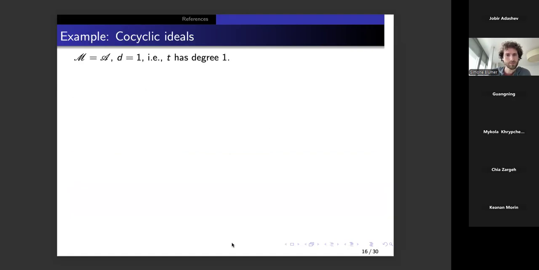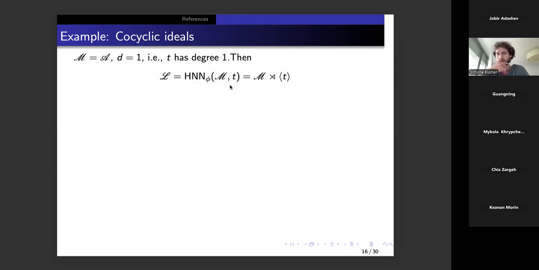Okay, so let's see an example that will be, in fact, the proof of the result on Bestvina-Brady Lie algebras, but it is just an example so far. We start with a very special case where the subalgebra A equals M. We also assume that the derivation from A to M, so the derivation from M to itself, has degree 1, so that at the end, the additional letter will have degree 1.